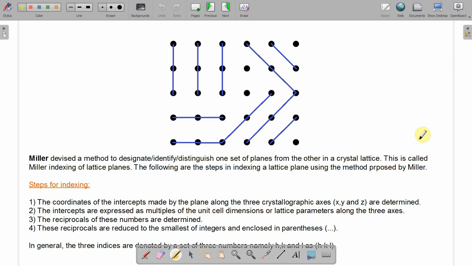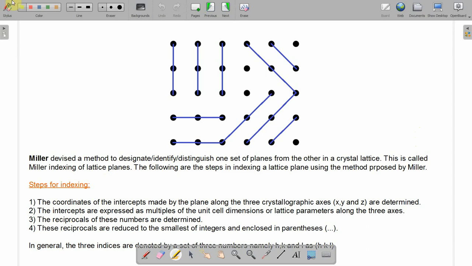Now, we will move on to identification of different planes in a crystal lattice, and this system of identification was devised by Miller, and therefore, this is called Miller indexing. That is, Miller devised a method to designate, identify, distinguish one set of planes from another in a crystal lattice. This is called Miller indexing of the lattice planes.